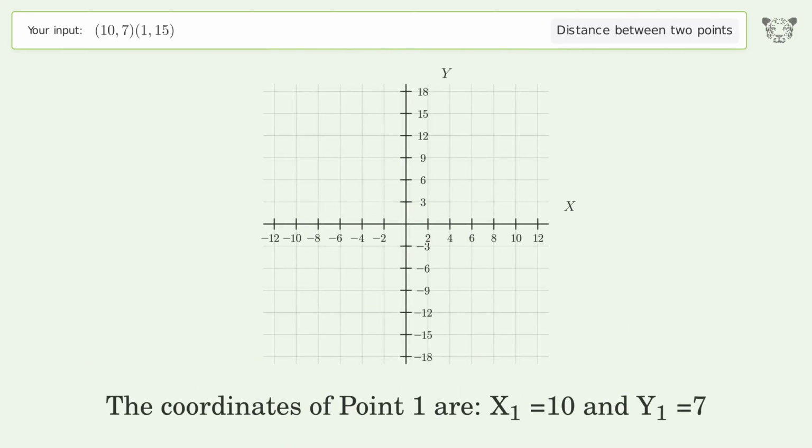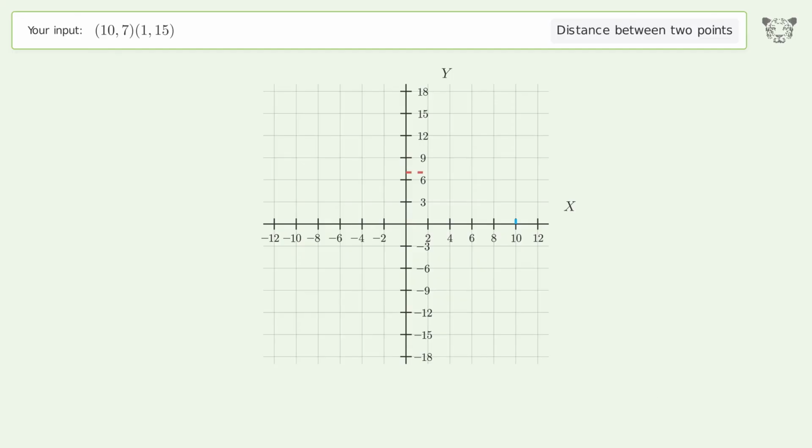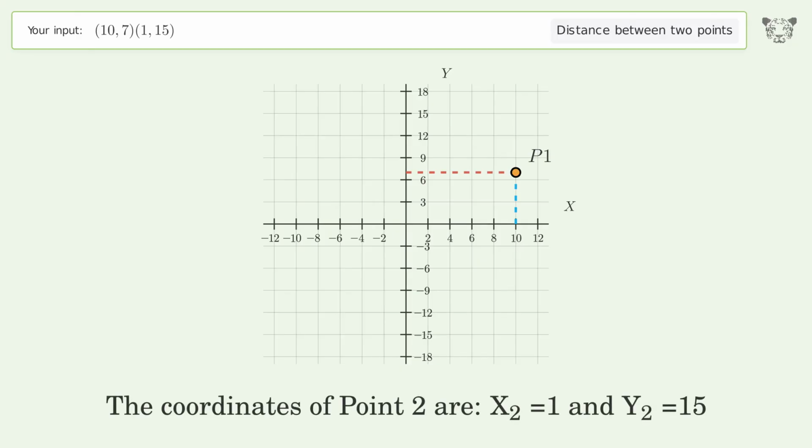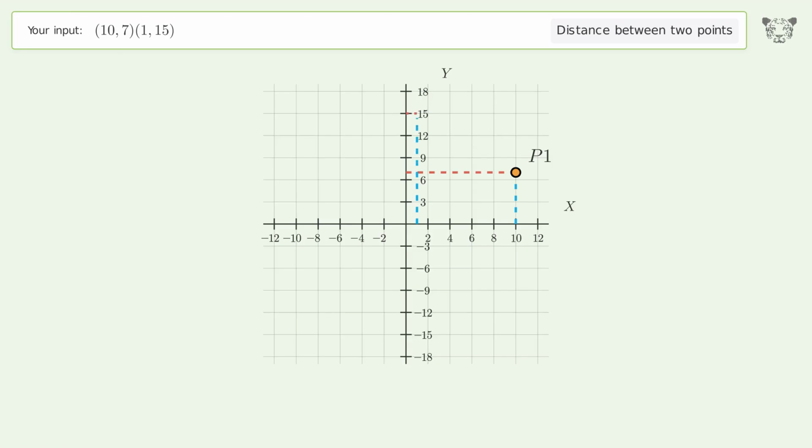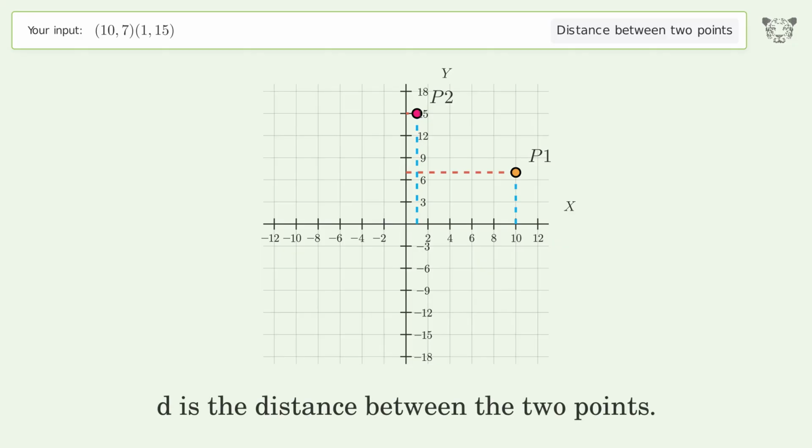The coordinates of point 1 are x1 equals 10 and y1 equals 7. The coordinates of point 2 are x2 equals 1 and y2 equals 15. D is the distance between the 2 points.